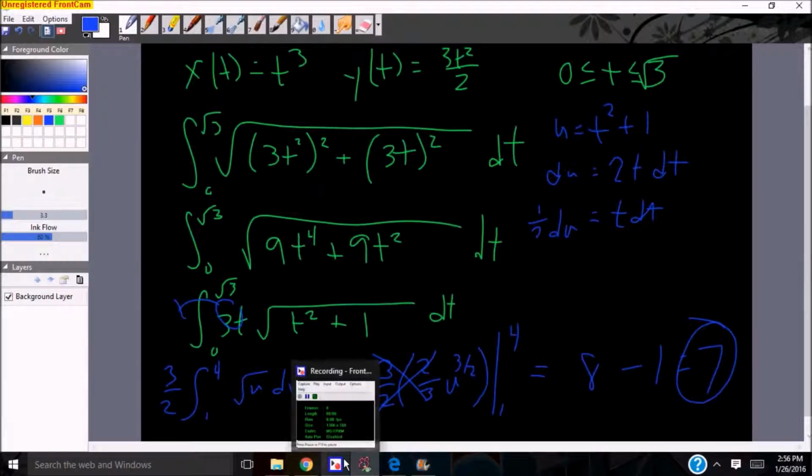So our first problem, the arc length, when our x position is defined by t cubed and our y position is defined by 3t squared over 2, going from a time starting at 0 and ending at square root 3, we're going to end up with an answer of 7.